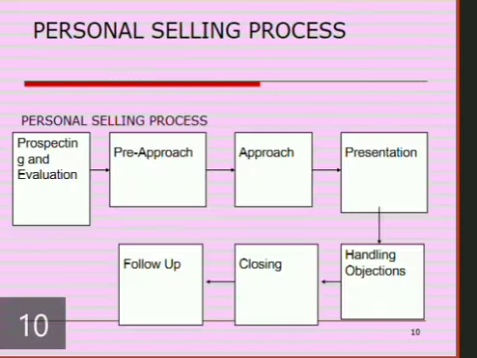Now we'll move to the personal selling process. In the personal selling process, there are altogether 7 steps. First is prospecting and evaluation. Second is pre-approach. Third is approach, or approaching the customers. Then presentation. Then next is handling objection, closing, and follow-up.